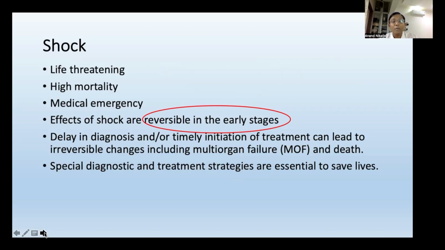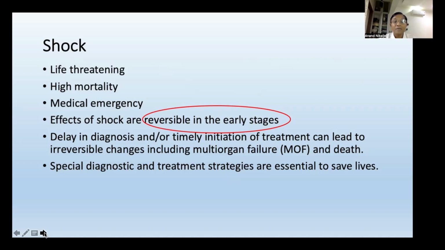It is very obvious that if we treat shock in early stages, it is reversible and we can definitely save life. But it is important at the same time that we identify shock in very early stages. Once that identification is not done early, we may lose very important time. And time is tissue in a state of shock.